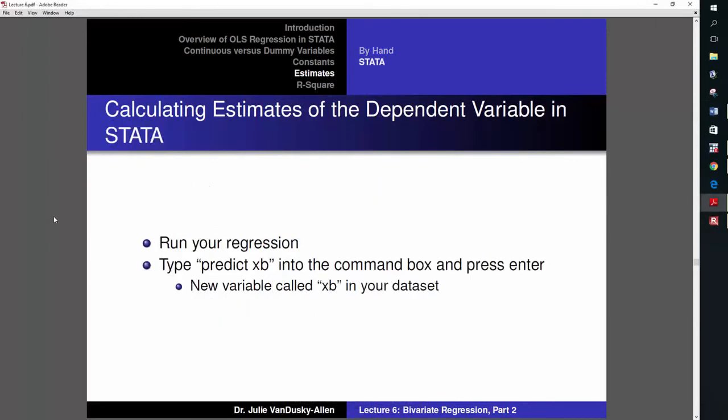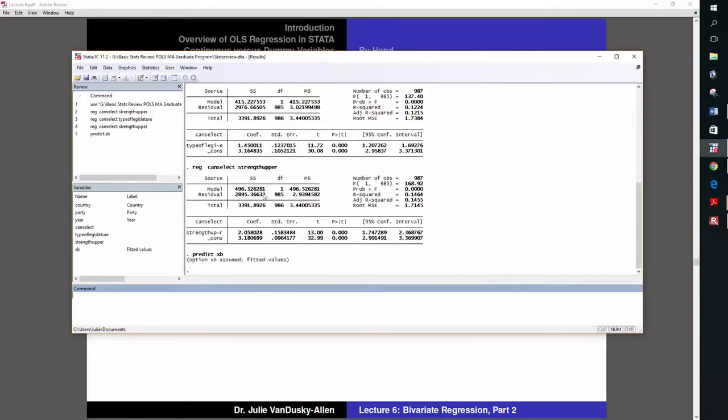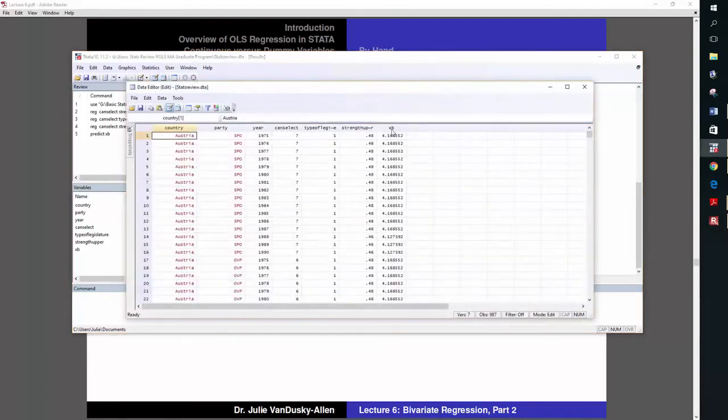Of course, it is easier to calculate estimates in STATA. First, you have to run your regression. Then you type in predict XB into the command box and press enter. And you should have a new variable called XB in your dataset.